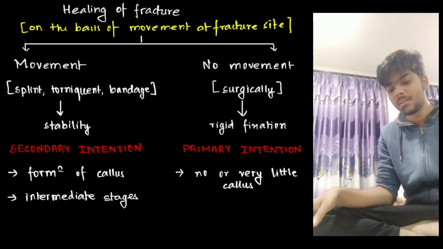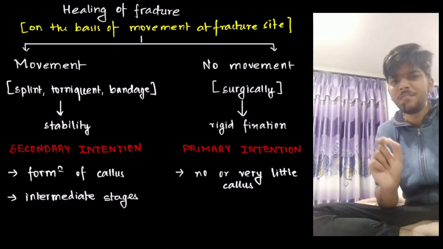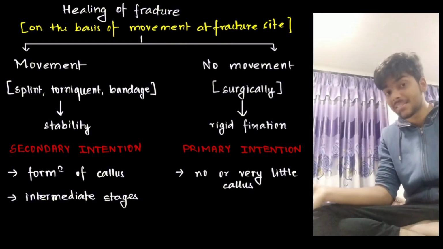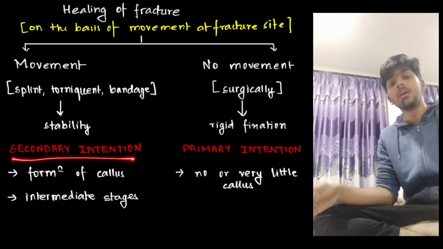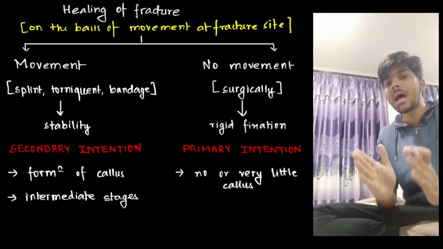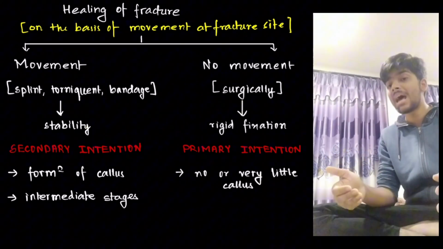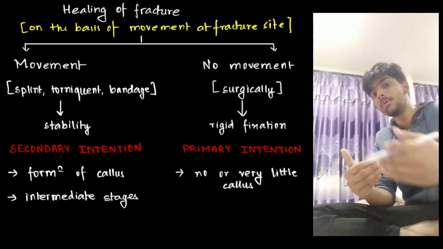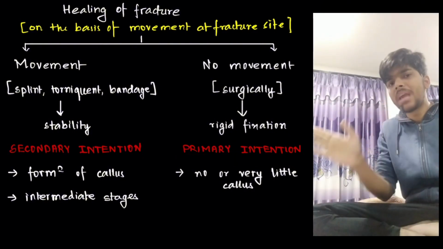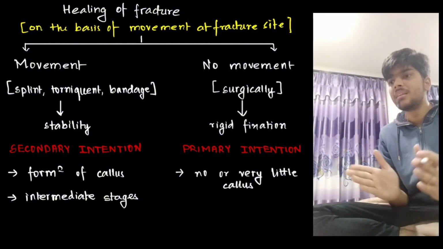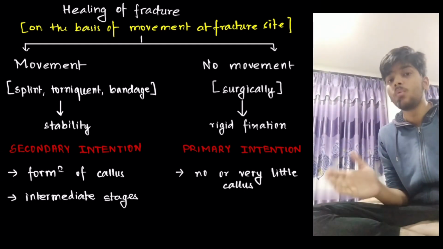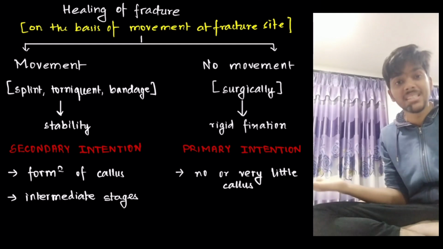In primary intention, there is no or very little formation of callus, and it is much faster than secondary intention. The reason being, in secondary intention there is a gap, and this gap first needs to be filled. For that, the process goes through multiple phases. However, in primary intention there is little or no gap at all. As a result, the healing process takes place much faster without having to go through many stages.